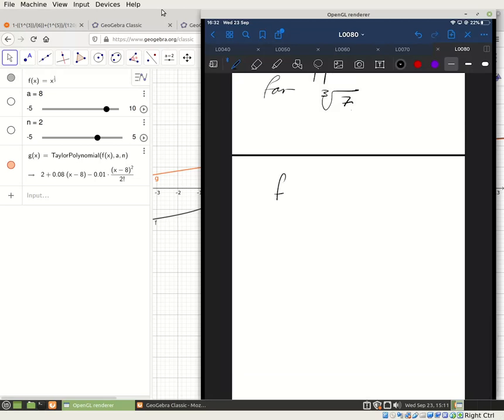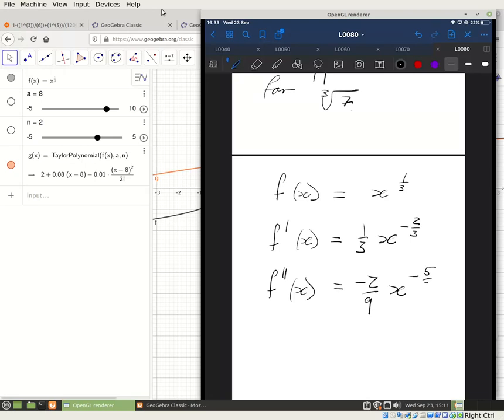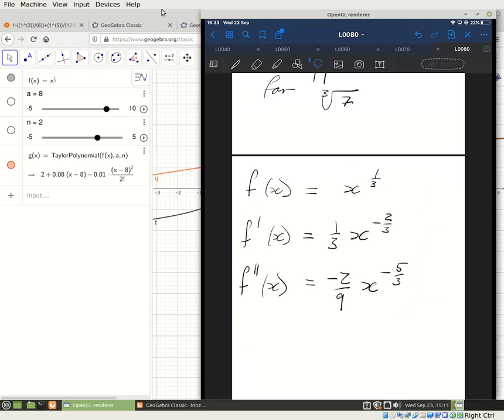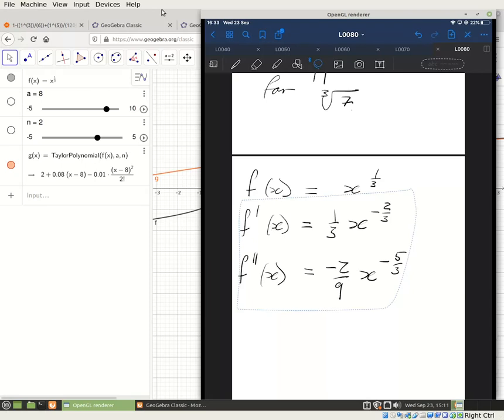So f of x is, let's write it this way, x to the 1/3. The derivative of f of x is going to be 1/3 x to the minus 2/3, and the second derivative of f is going to be minus 2 over 9, x to the minus 5 over 3. So here we've got the first and second derivatives of f.